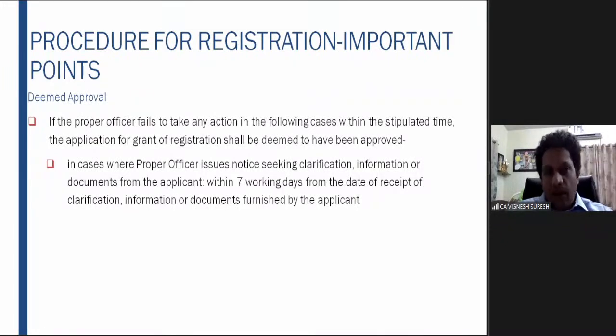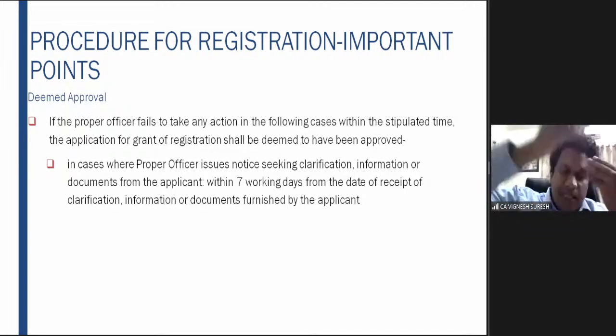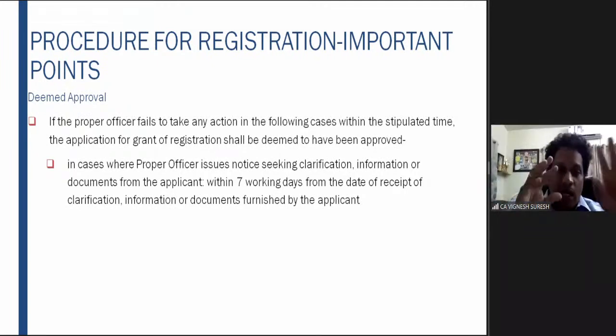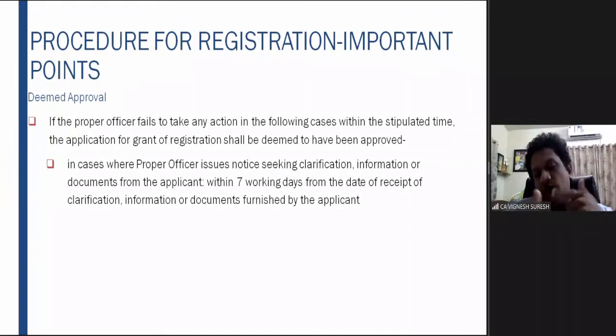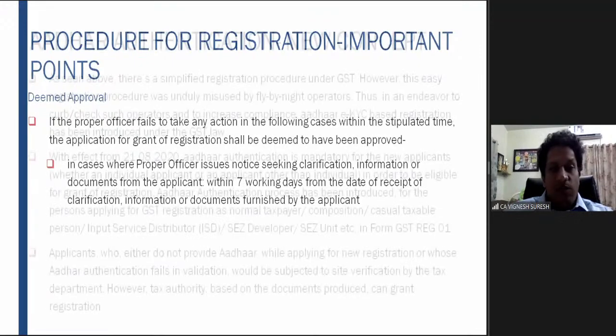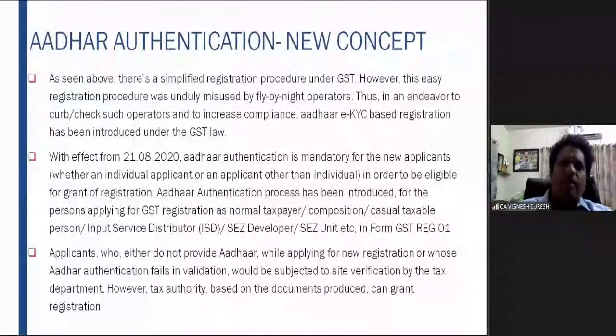Similarly, notice is given to the applicant for clarifications. He issues the notice for seeking the clarification. Applicant has to give it within 7 days. Once he gets the clarification, within 7 days from the date of receipt of clarification from the taxpayer, he has to give the approval or rejection of the registration. If he fails to take any action within 7 days from the date of receipt of clarification, the registration shall be deemed to be approved. That is the concept of deemed approval which is there under the GST.